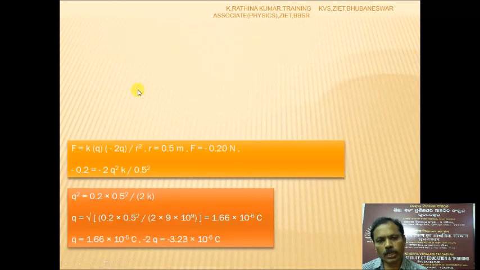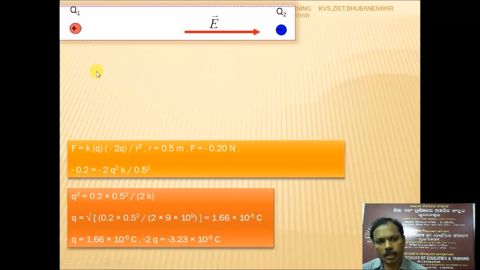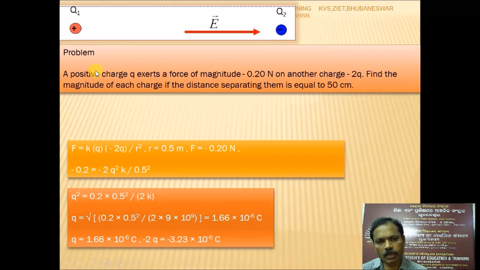Then let us go to the next question. Q1, Q2 are separated. The problem is a positive charge Q exerts a force of magnitude minus 0.20 Newton on another charge minus 2Q. Find the magnitude of each charge if the distance separating them is 50 centimeter. So the distance between these two is 50 centimeter.